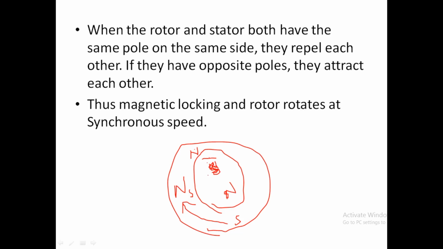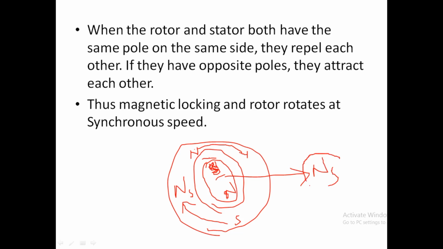Here these are attracting now, and with whichever speed these poles are rotating, with the same speed the rotor starts to rotate. So inside this there is a rotor, and this rotor starts to rotate with the same speed as the stator poles. So now what happened? This rotor is rotated with a speed ns.